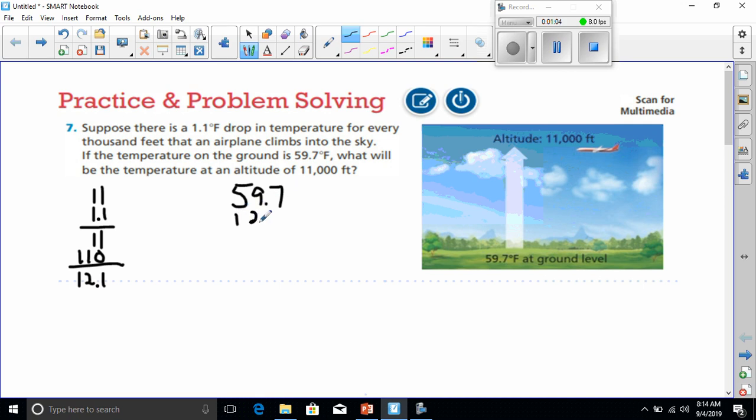And when we do that, we see that because I said the temperature on the ground was this amount, since it's being subtracted by this amount every 11,000, we subtract 12.1, and that's going to give us, see, a 6, a 7, and a 4, 47.6 degrees Fahrenheit. Okay, and that is our answer for number 7.